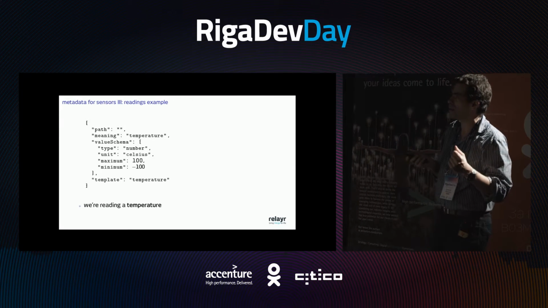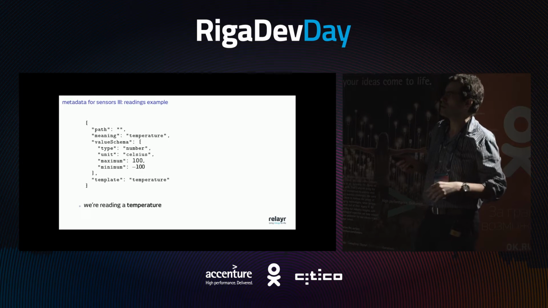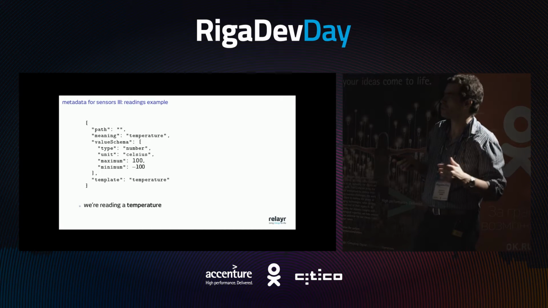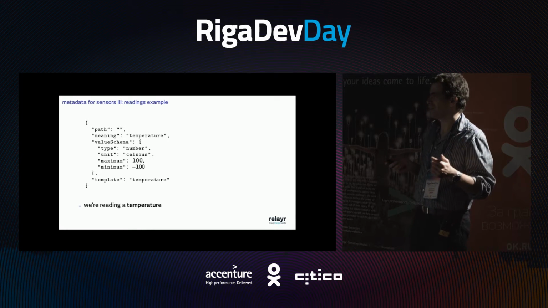physical units. And then you have the value schema. I will explain where this comes from. We say it's a number, just a JavaScript type number. The unit is Celsius, and it goes between -100 and 100. I just think it's insane.